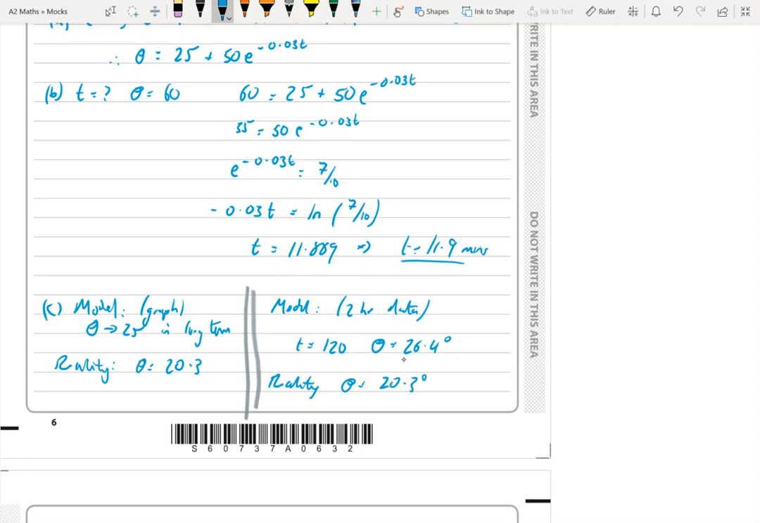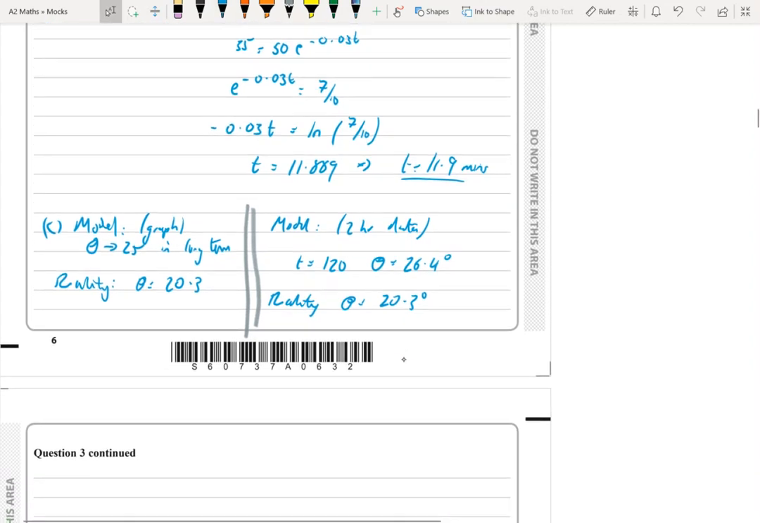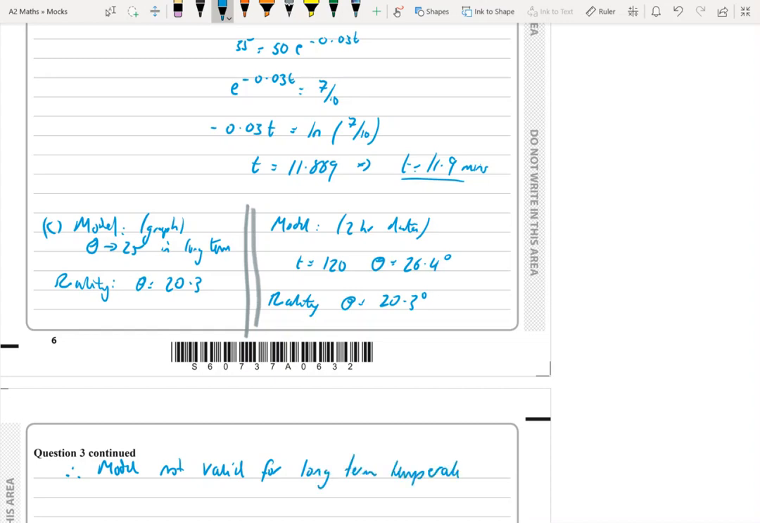So no matter which one of these you look at, either the long-term graph or the 2 hour data, both ways we see that this model does not seem to be appropriate, so it's not valid. In the long term, 2 hours is a long time after the start of the experiment. At the beginning, it might be great, but the model is not valid for long-term temperatures. Okay.